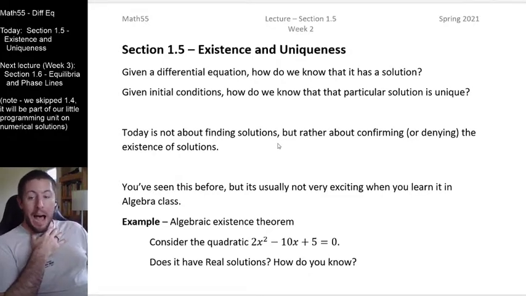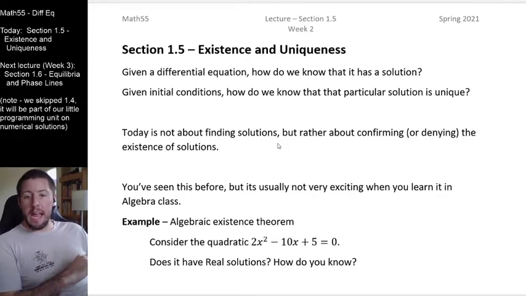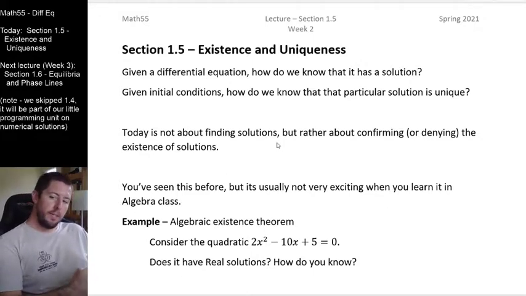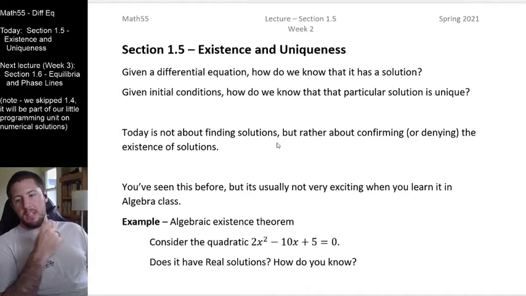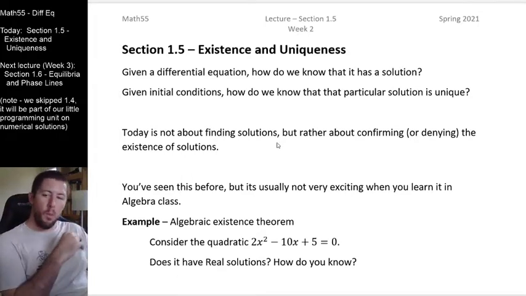So what today is not about is finding solutions. We will solve a couple differential equations today, but only to highlight some important things that are going to happen here. Today's not about solving differential equations, but about confirming or denying the existence of solutions, saying I know it's going to have solutions, I know it's not going to have solutions, I know it has only one solution, I know it has more than one particular solution, stuff like that.